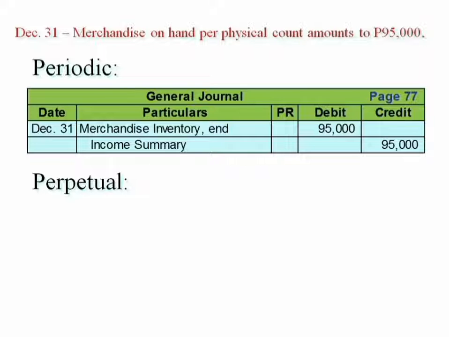Now, going back to the question of why the income summary account is credited, it is because recognizing merchandise inventory end has the effect of decreasing the cost of goods sold or cost of sales and consequently increasing the net income. Remember, I just discussed that in case of net income, the income summary account has a normal balance of credit.